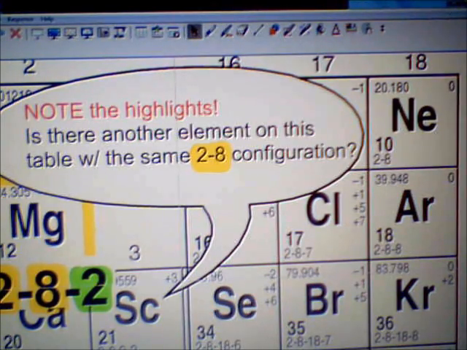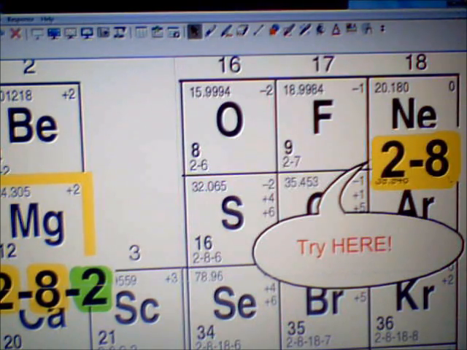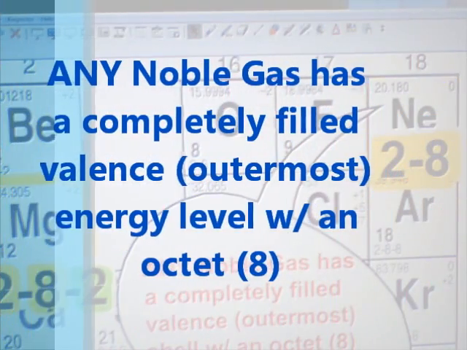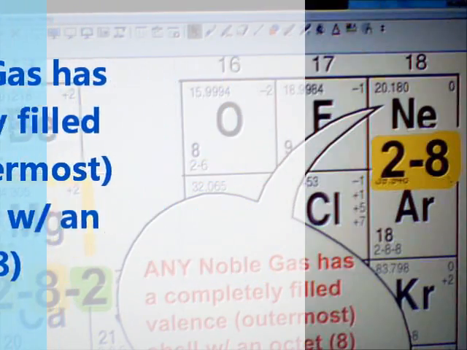We again turn to the element on the table that has the same electron configuration as the first part of magnesium's electron configuration, with the 2 and the 8. We say that magnesium starts off with the same electron configuration as neon. You'll see that neon is in the last group of the periodic table. This means that it's a noble gas. Noble gases have what we call the octet. And an octet means that there are 8 electrons filling the outermost energy level.